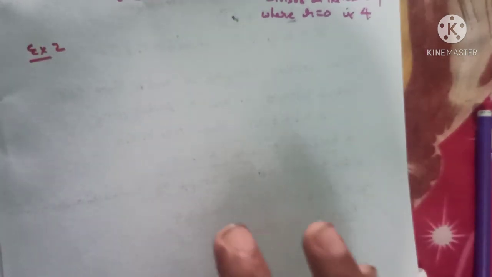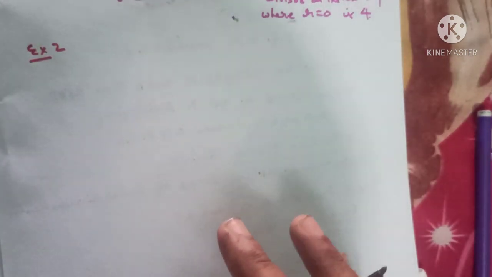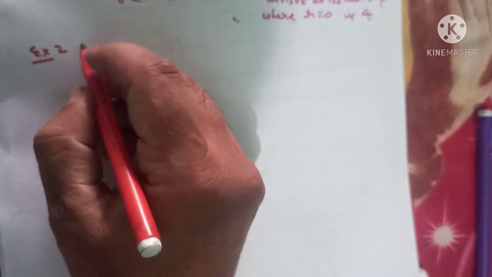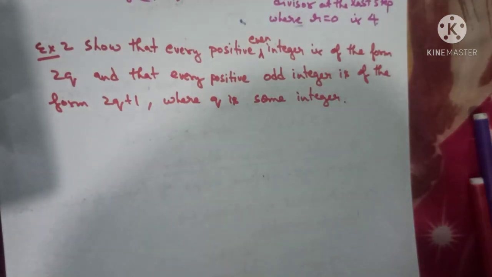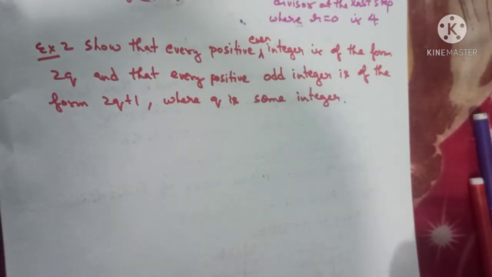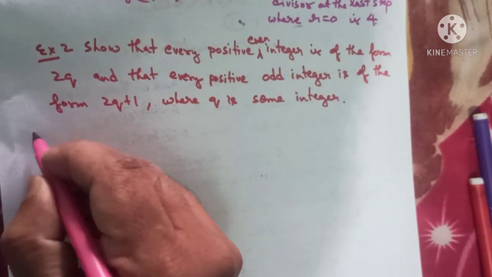Now we will come to the second type of problem in the same topic, that is Euclid division lemma. Like this question, the question is saying that we have to show that every positive even integer is of the form 2q and every positive odd integer is of the form 2q plus 1. So how we are going to show that? Let us start.